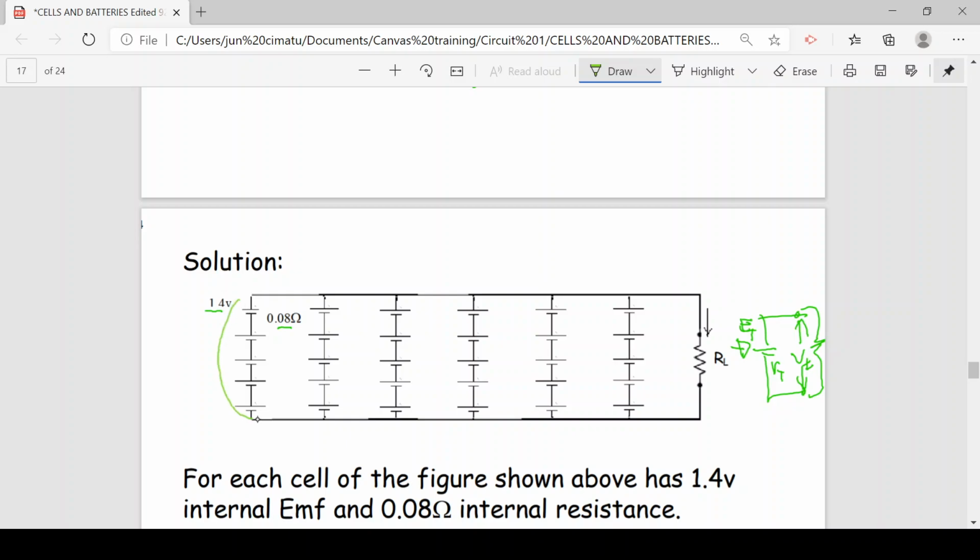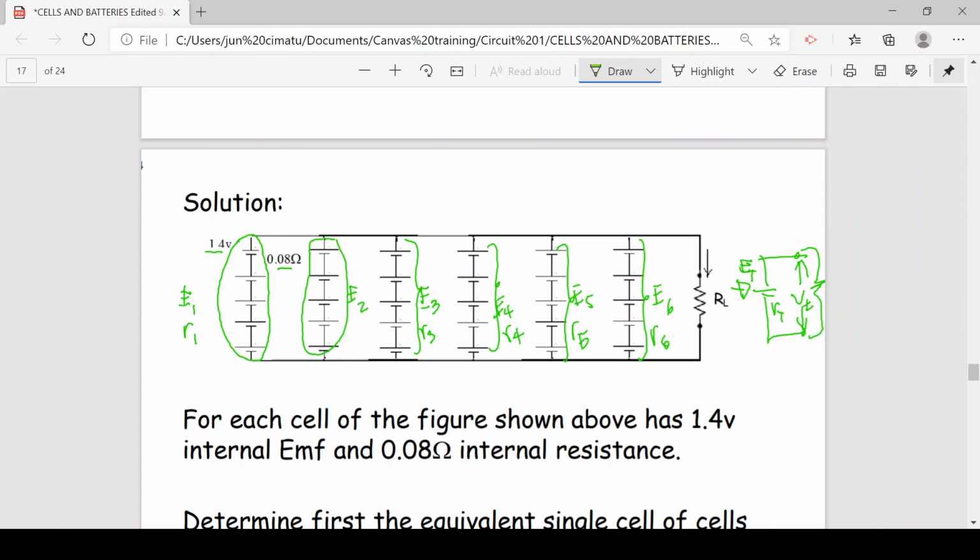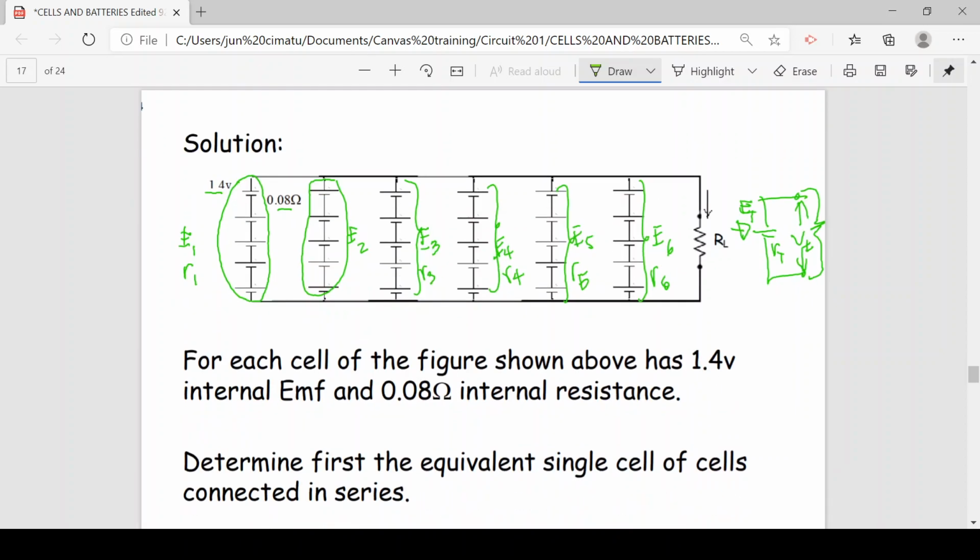First, we have to combine all the cells in series into one cell. Let's name this as E sub 1. So all of this becomes E sub 1 and R sub 1, and here the cells shall be E sub 2 and R sub 2, E sub 3 and R sub 3, E sub 4 and R sub 4, E sub 5 and R sub 5, and E sub 6, R sub 6. So all cells in series shall be replaced with a single cell.